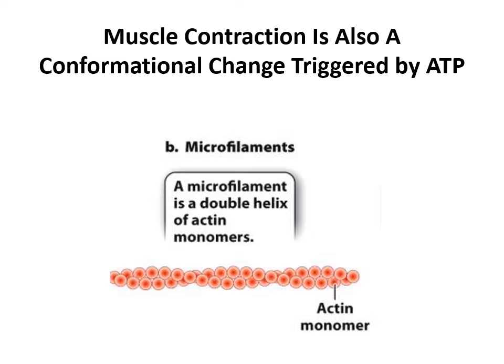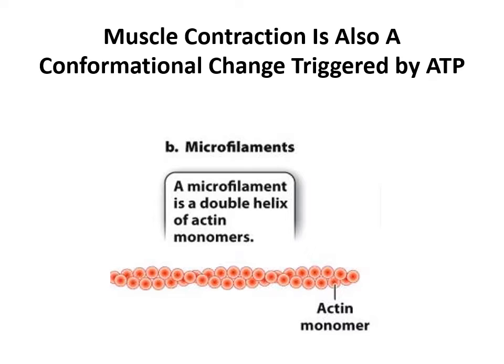Here we're going to look at another one of the cytoskeleton types of filaments. We talked about microtubules, microfilaments, and intermediate filaments. Here, microfilaments are a part of muscle contraction. Microfilaments are made up of actin.